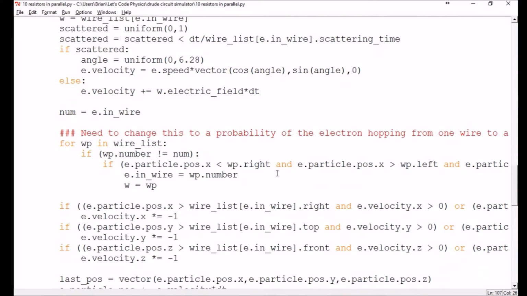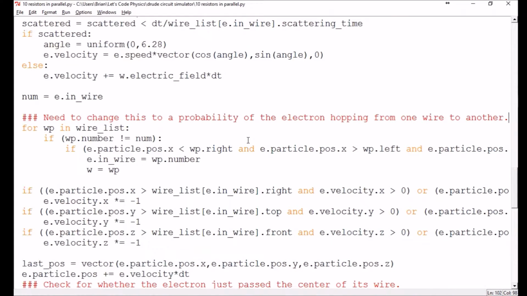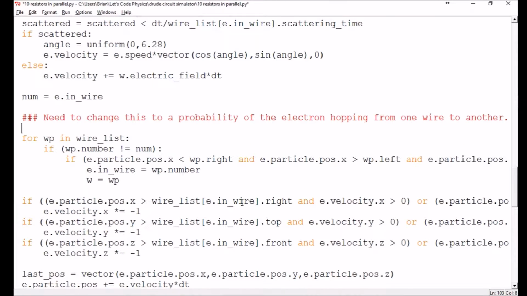So what we need to do is change this to a probability. We need to randomly assign the electrons to a wire. So here's the way I'm thinking about doing this. We're going to create a list, wires I could jump to. This is going to be a list of all the wires that it's possible for this electron to jump to, all the wires that this electron is technically within the coordinates of. So obviously its current wire is fine for that.